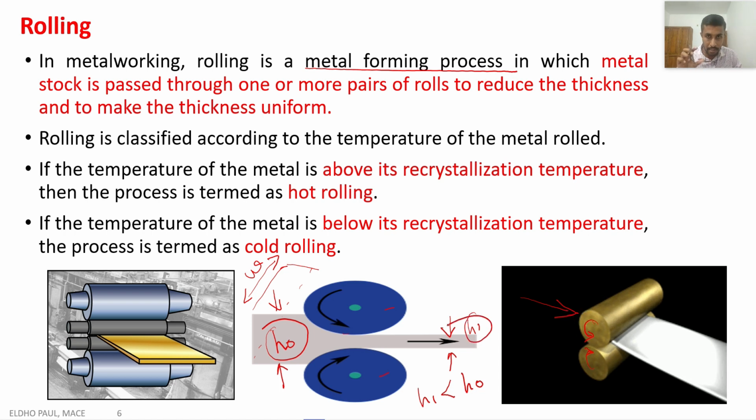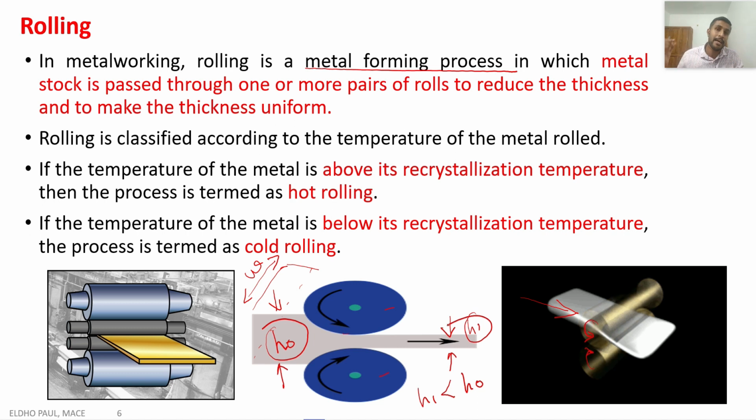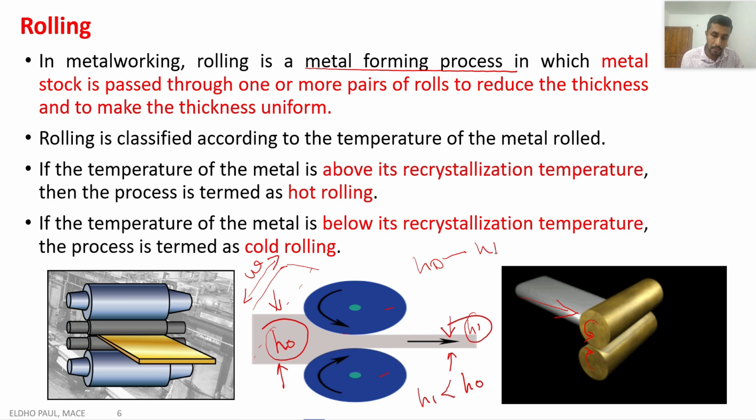So when we reduce the thickness of the rolling material or the workpiece, what happened? The reduction in thickness increases the length of the final product. Here we reduce the thickness from H0 to H1. Correspondingly, there will be an increase in length. The initial workpiece has a length of L0, which is increased to L1.